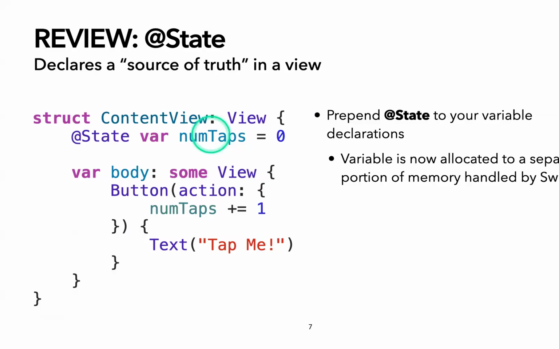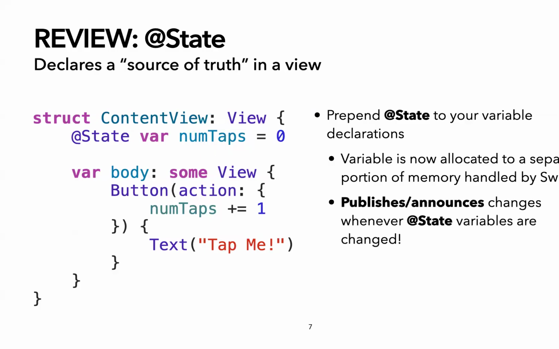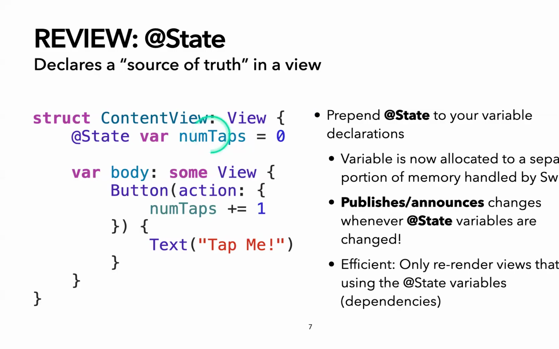Now SwiftUI is going to manage the memory of numTaps. Whenever numTaps changes or updates, SwiftUI will ask this view, do you have any views that depend on numTaps? If you do, update yourself accordingly with the new value of numTaps. It's efficient in the sense that SwiftUI will only re-render the views that depend on numTaps. In this case, it won't re-render, because the text of this button doesn't depend on numTaps.